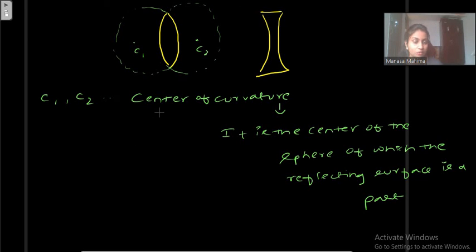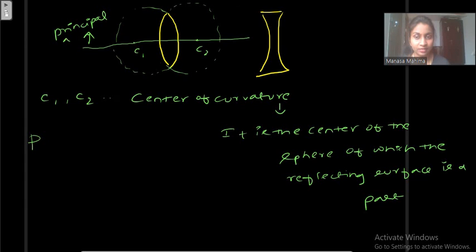In the case of lenses we will see two centers of curvature because a lens is formed from two spheres. And here an imaginary line passing through these two centers of curvature is called the principal axis. What is the principal axis? Principal axis is the imaginary line that is passing through the two centers of curvature, that is C1 and C2.